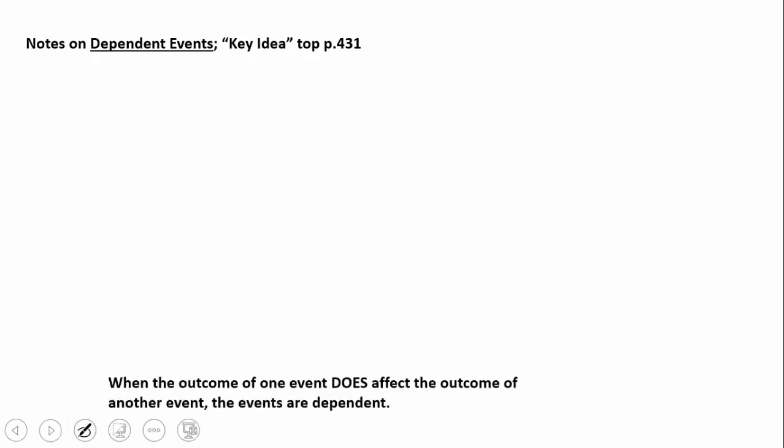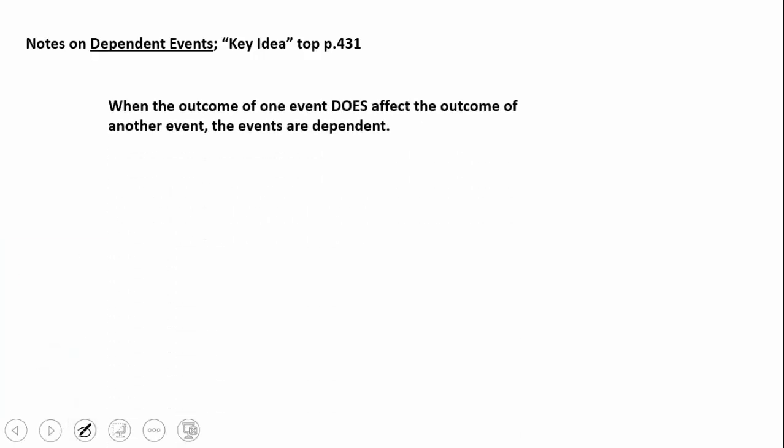Welcome to video 2 on independent and dependent probability, where this video is going to concentrate on dependent events. And in dependent events, it's just like it sounds. When something is dependent, that means it depends on something. And so that means that the probability of one event does affect the probability of another. The outcome of one does affect the other. So the second one is dependent on the first one.